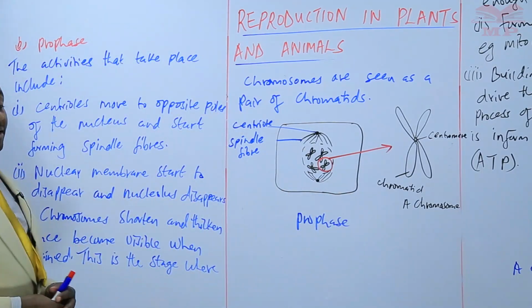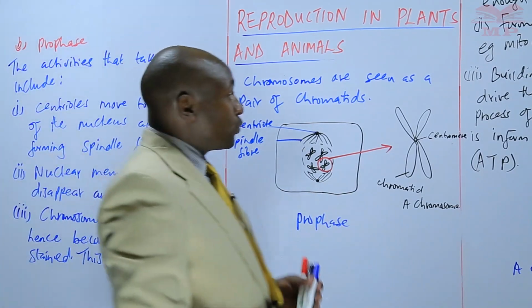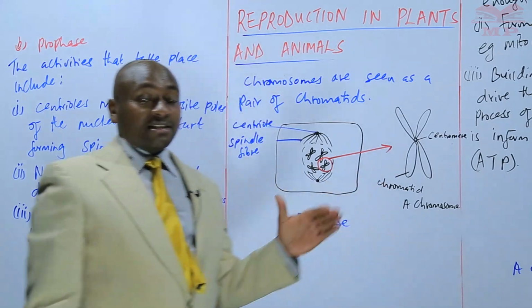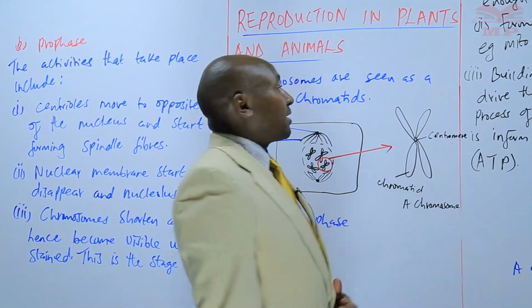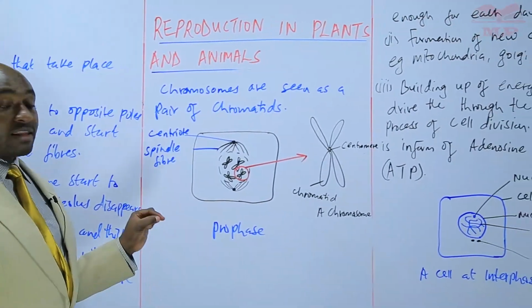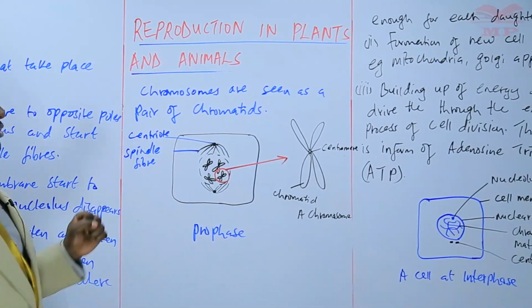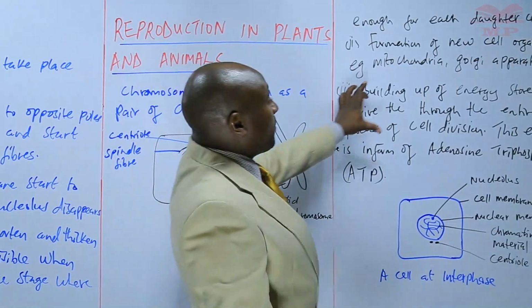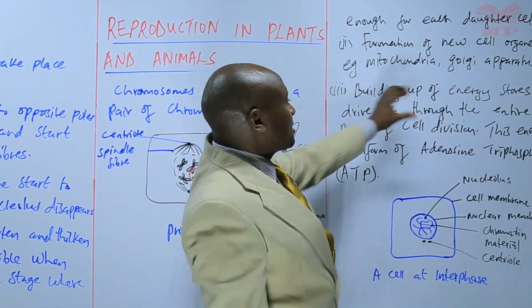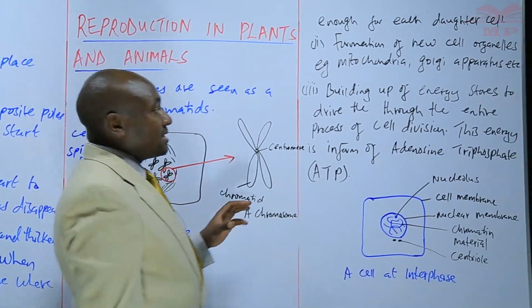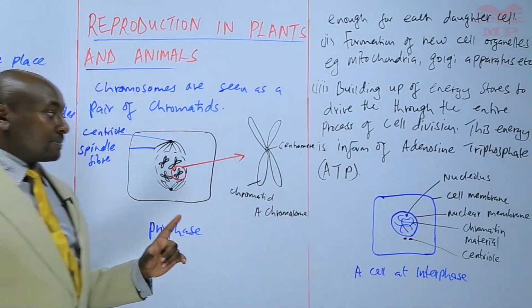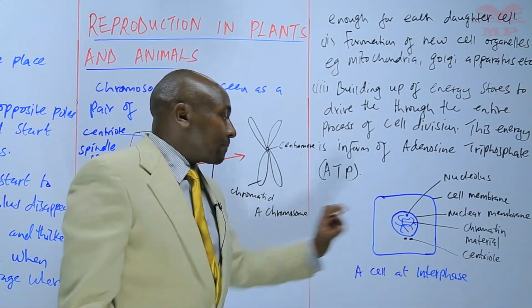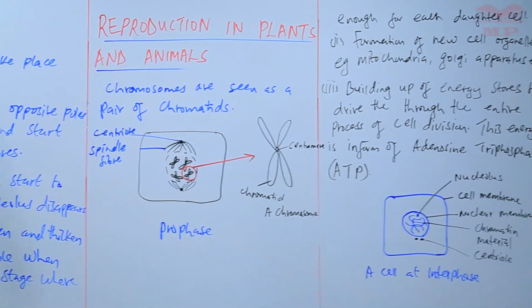So we are going to stop there, having learned the two stages. We have learned the interphase, which is the first stage of cell division. 3 activities take place there. The first activity, we have seen the duplication of genetic material. Second activity, formation of new cell organelles. And the third activity, the building up of energy stores in form of ATP. Then we have had a diagram. Then we've gone to prophase.